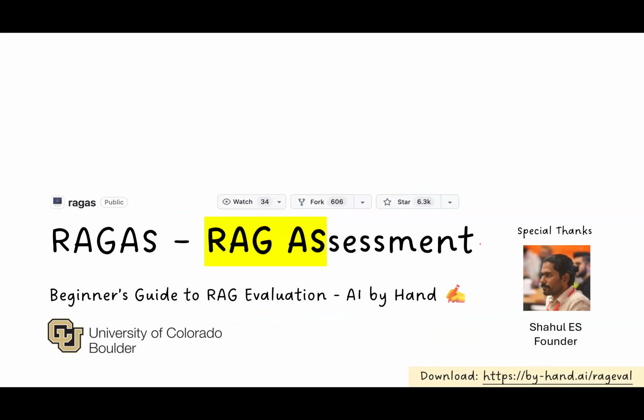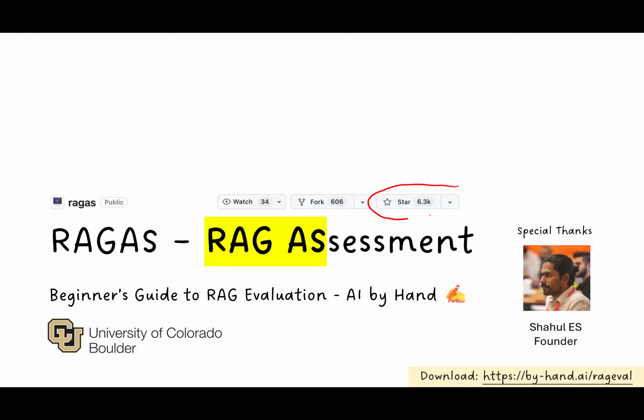So the next tool I want to introduce is called RAGAS, which stands for RAG assessment. I guess maybe the right pronunciation is RAGAS, because it's a RAG assessment, right? And I would like to give special thanks to Shahul, who we got the chance to talk to about RAGAS. I got to learn more about it.